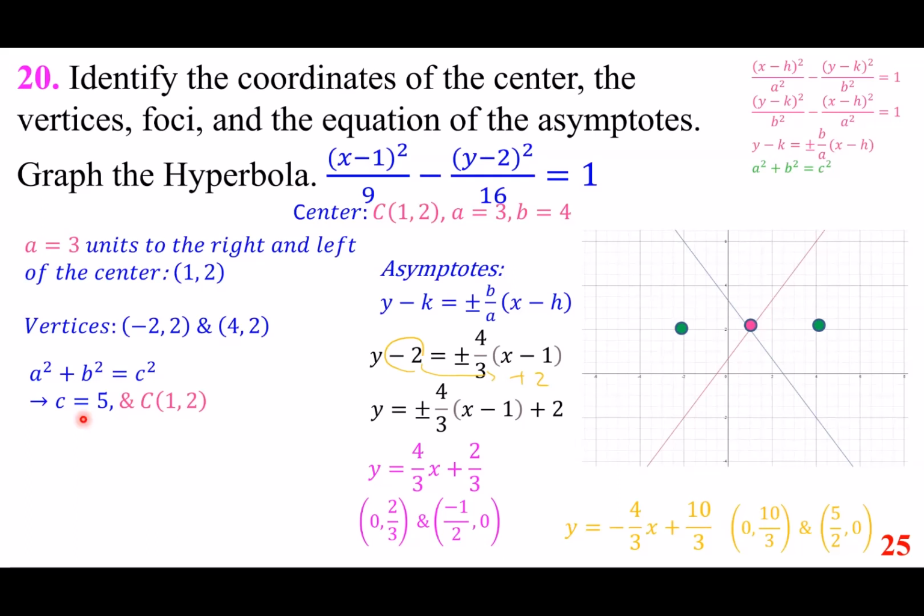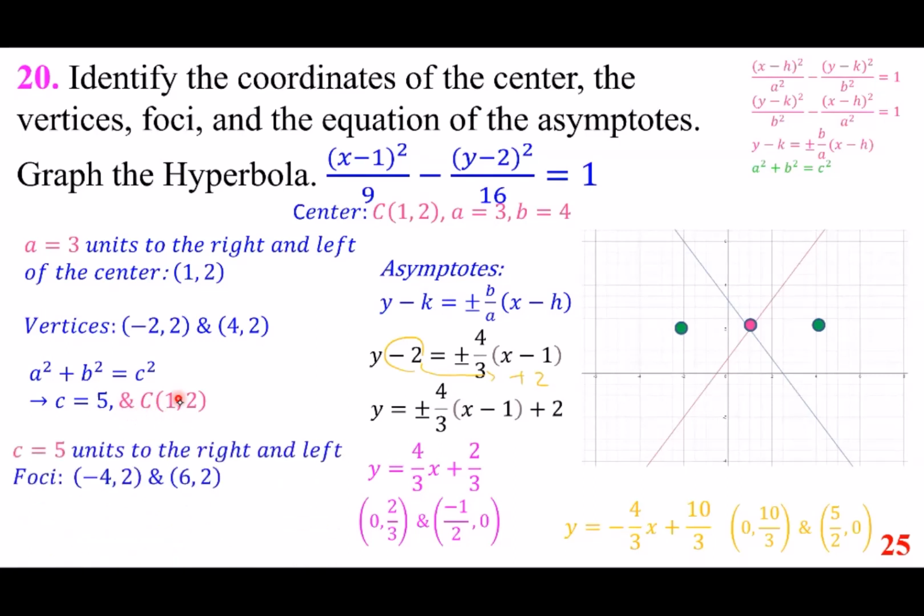Now, this is the focal distance from the center. And since it's going to go this way, from the center, you go c units to the right. And from the center, you go c units to the left. You write F1 and F2 in essence. Now, if I want to go to the right of this, I'm going to add 5 to that. I get 6, 2. If I want to go to the left of it, 1 minus 5 or negative 4, 2. Those are the points.